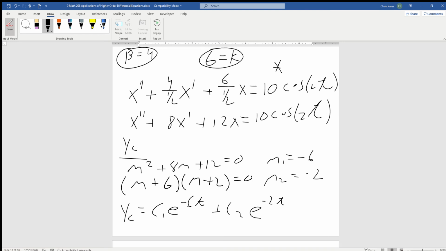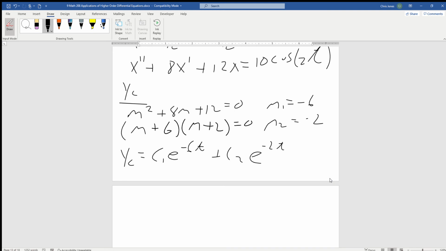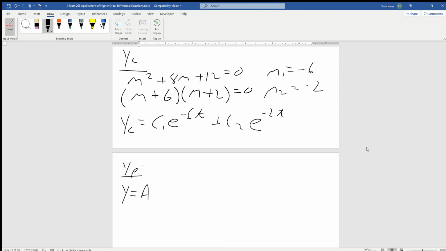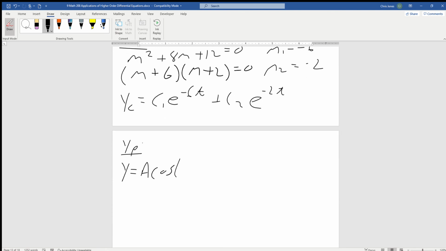We're going to hold on to that because we still need to figure out what the particular solution is for this. And as you know, the particular solution is not a lot of fun to compute, so let's go through that. For yp, we need a guess. Our guess that we can start with is that y is going to be equal to a times cos 2t, but also plus b sine of 2t.